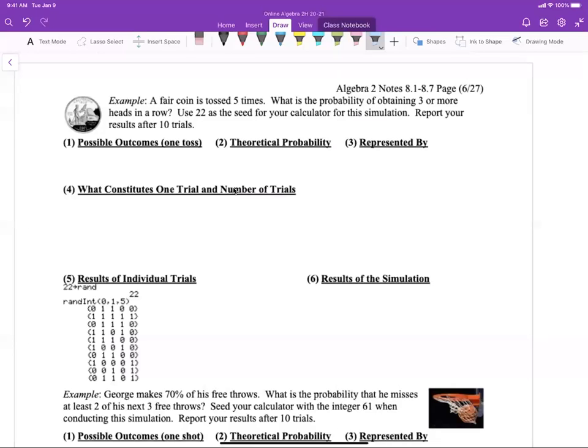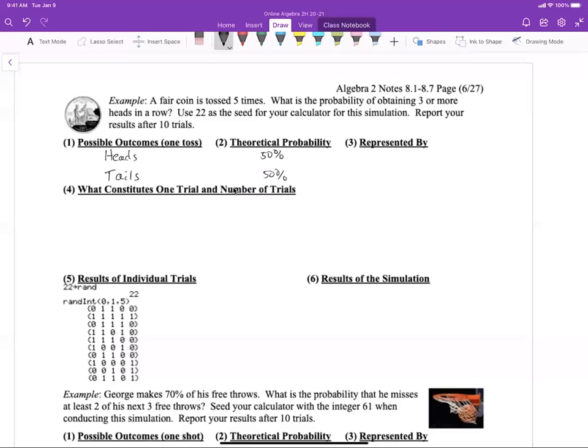Okay. First thing, you must specify the possible outcomes. So what are my possible outcomes? Well, I have heads is one possible outcome. The other possible outcome is I will obtain a tails. What is my theoretical probability? It's 50% for heads. It's 50% for tails.